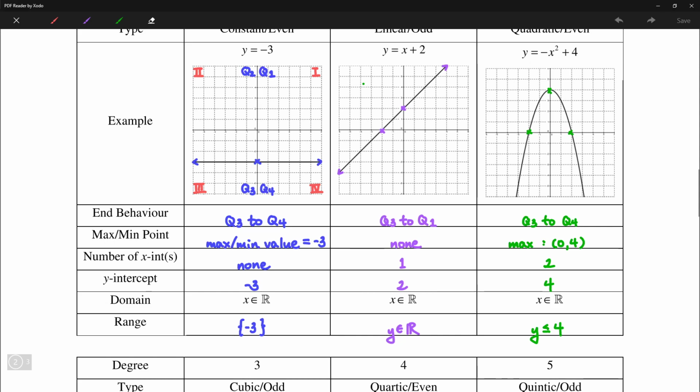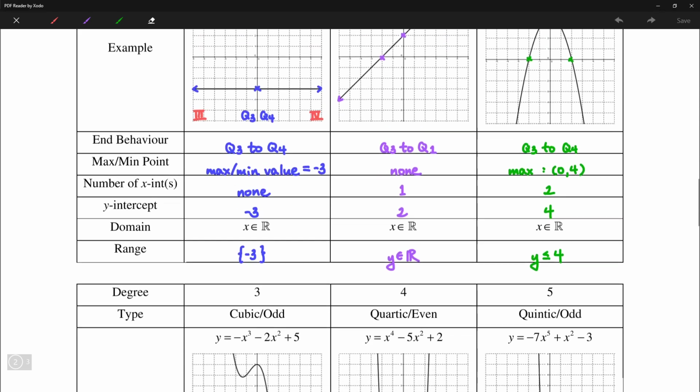Also notice that the y-intercept is always just the constant term in all 3 cases: -3 for the first one, 2 for the second one, and 4 for the third. And finally, even polynomial functions have a limited range, whereas odd polynomial functions have a range of y as an element of the real numbers. Okay, let's continue on.